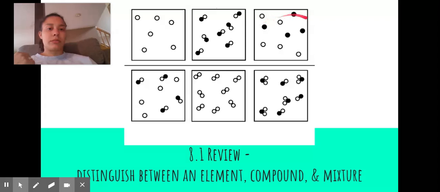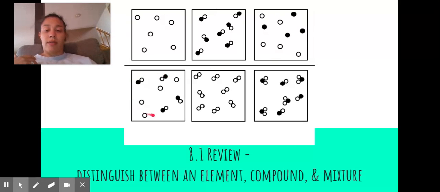Over here, we have white spheres and black spheres. They're not touching each other. So we have two or more atoms that are not chemically combined together. So this would be a mixture. Okay.